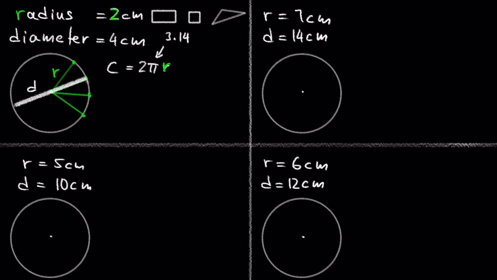Or we can say the formula is C equals pi times d, which is the diameter of the circle. So we see these two formulas are exactly the same, because the diameter divided by 2 is the radius. In other words, twice the radius is the diameter.